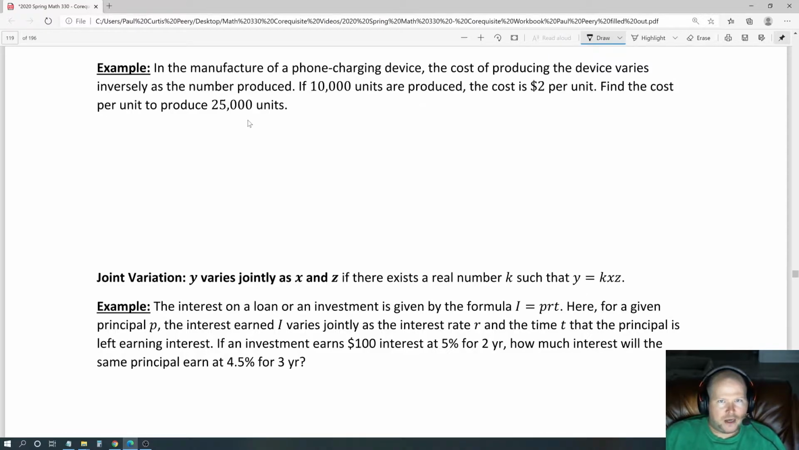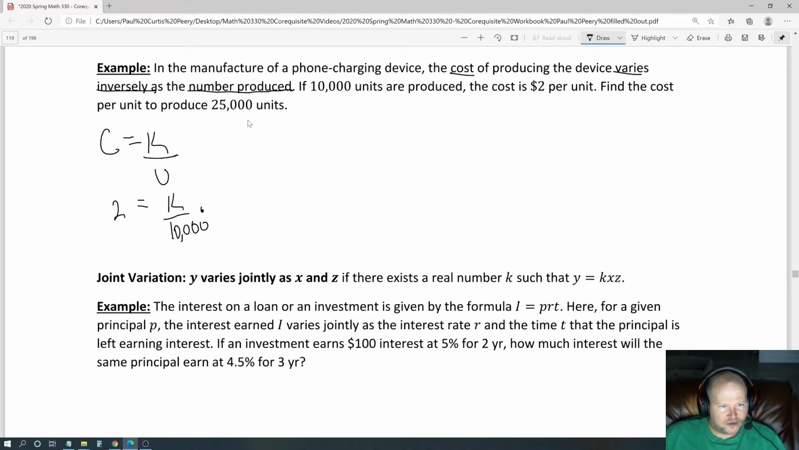Okay, now cost varies, equals k. Inversely means division as the number of units produced. So I guess I'll put it over a U, U for units, I guess. You can pick something else if you find it more intuitive. That's fine. Okay, so they say if 10,000 units are produced, the cost is $2 per unit.